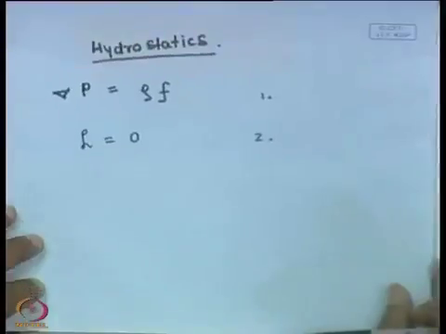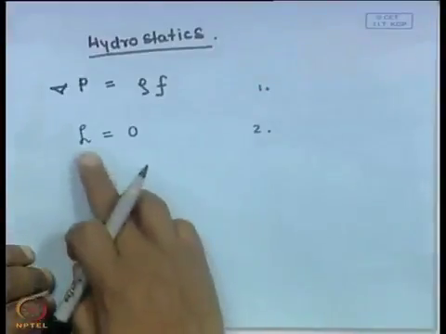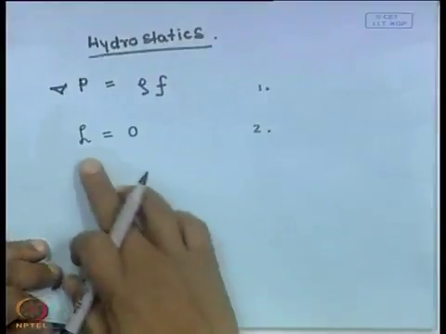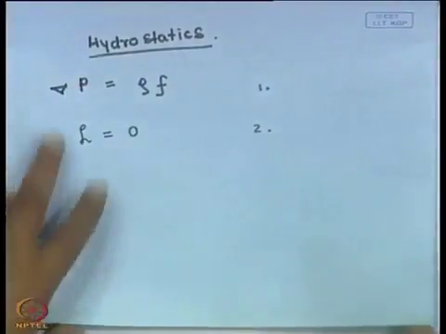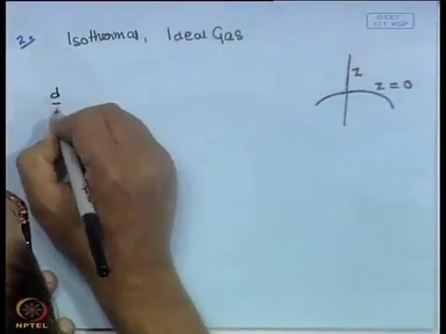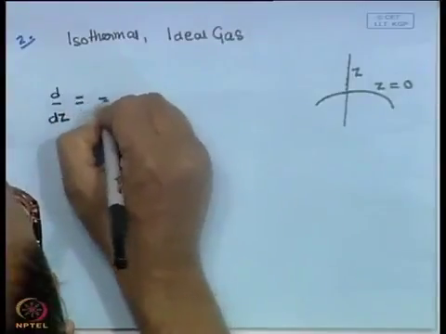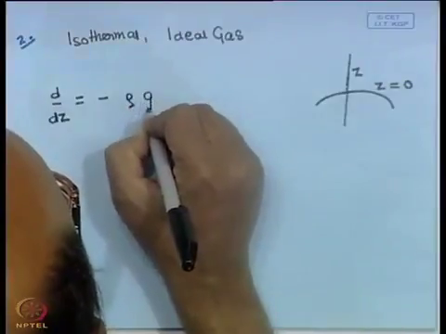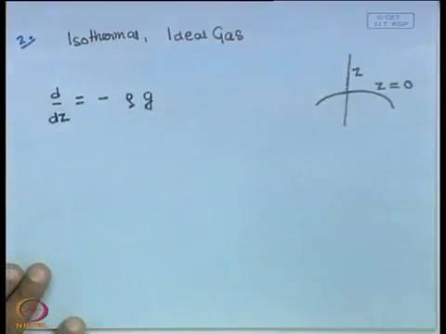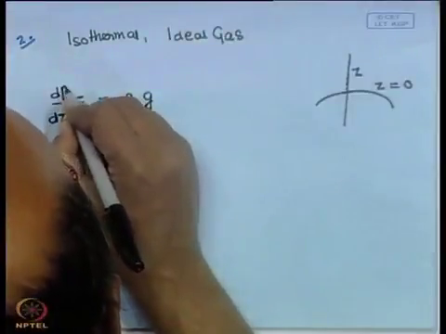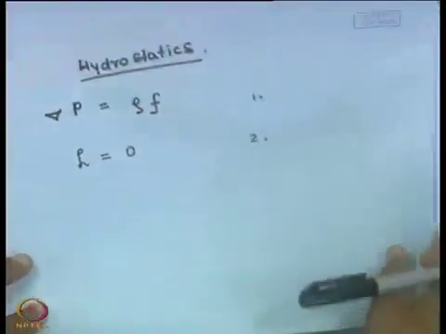But let us make some simplifying assumptions like this and see what happens if you assume that the whole atmosphere is in hydrostatic equilibrium. Since the temperature is the same everywhere, there will be no heat loss from individual fluid elements. So, the heat loss is 0, and we have dP/dz equal to minus rho into g. That is the first equation.